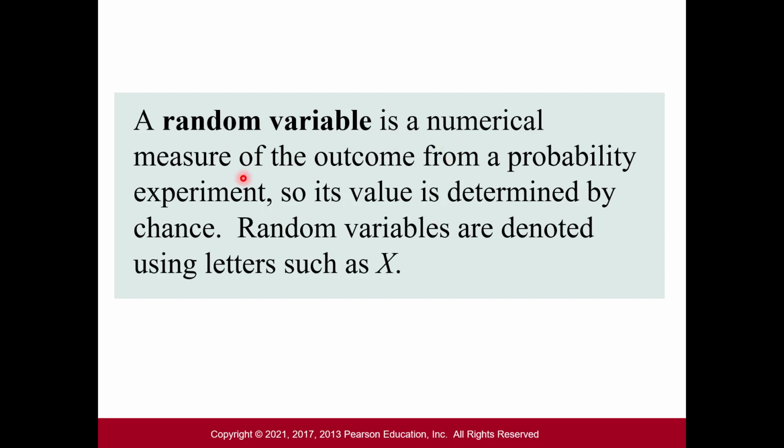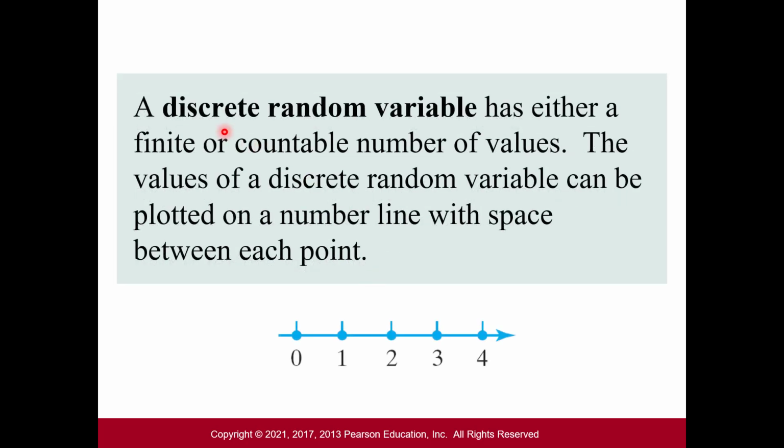So it's a numerical measure of the outcome, and specifically now it's going to be from a probability experiment. So its value is determined by chance. And a lot of times we use letters like X to denote our random variables. So now the difference between a discrete random variable and continuous: if it's a discrete random variable, it has either a finite or countable number of values.